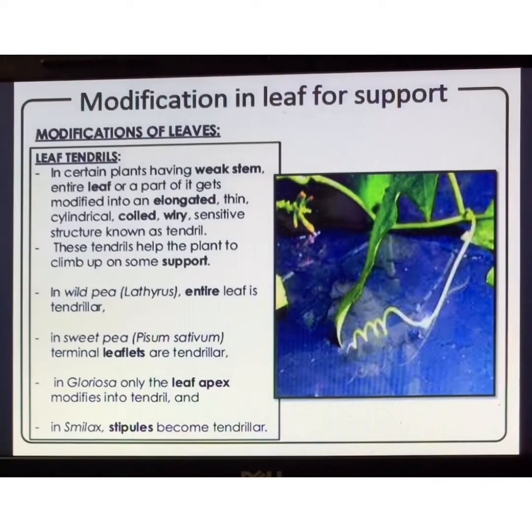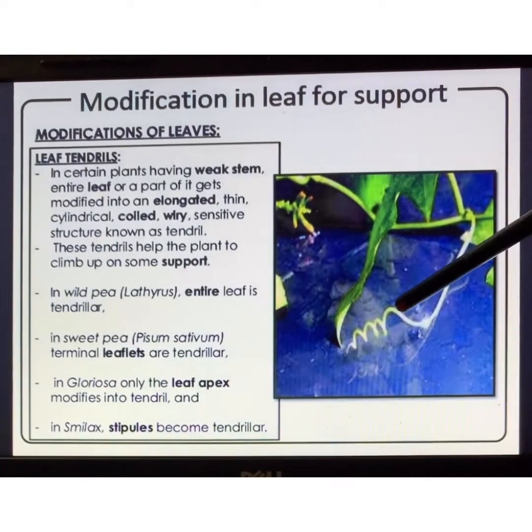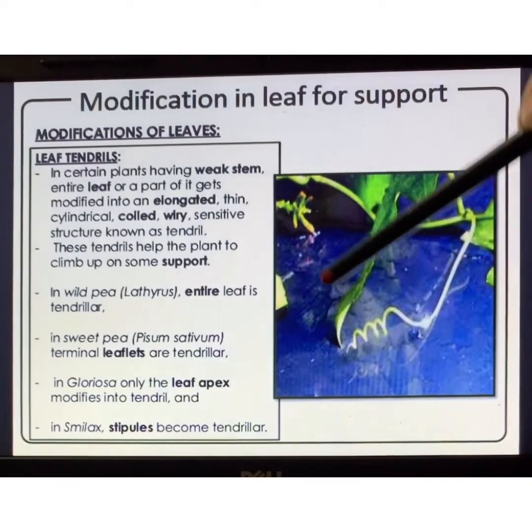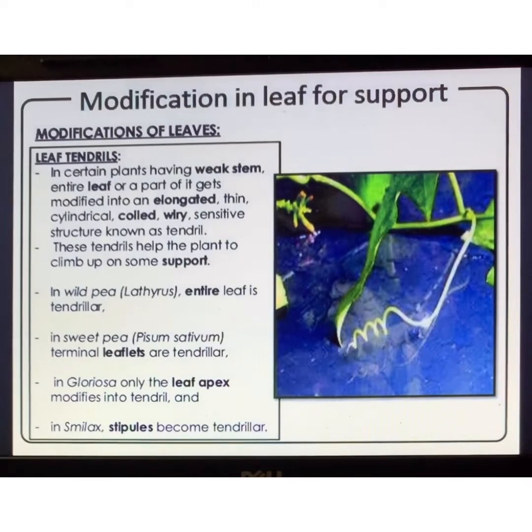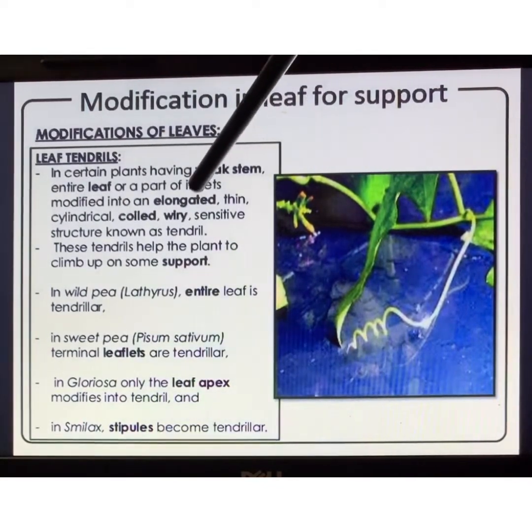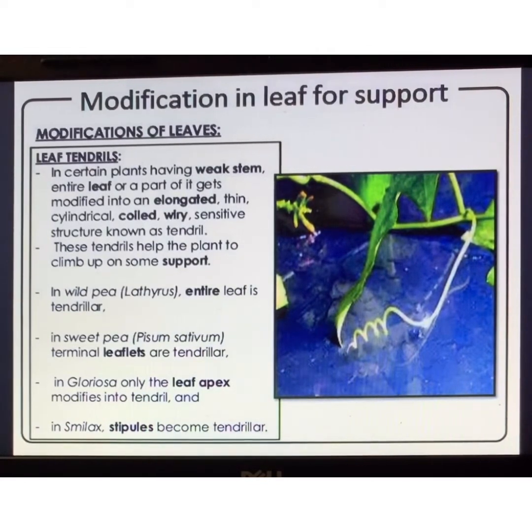Now, if you have potted plants in your house and if you happen to grow a money plant, that also is a creeper which will seek out support. You can see that the tendrils show this curled wiry structure which twines around a support and helps the plant grow. Now, in certain plants which have a weak stem, the stem is not able to bear the weight of the entire plant. So, either the entire leaf or a part of it gets modified into an elongated thin cylindrical coiled wiry sensitive structure known as tendrils.